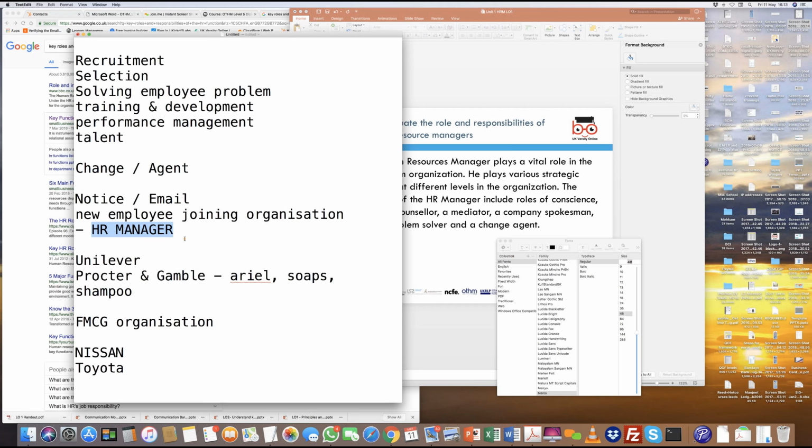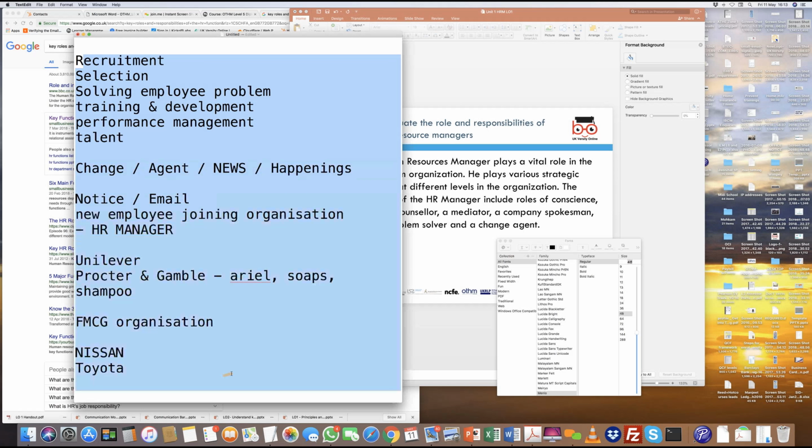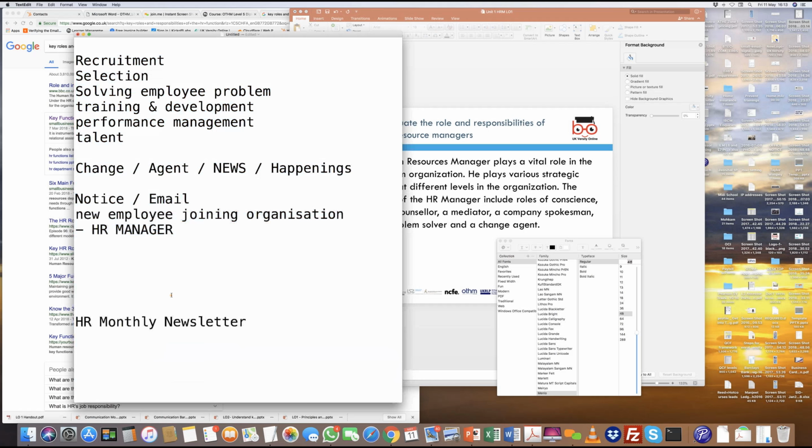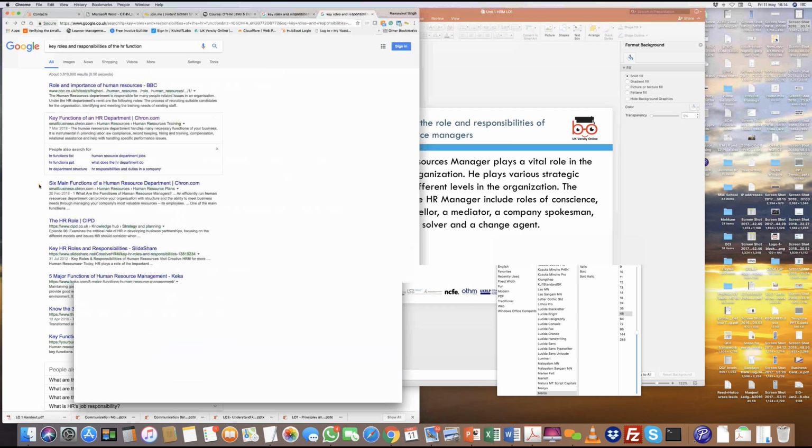But depending on the size and the scale of the organization, the HR department also has the role to actually act as a change agent or inform about news and happenings within an organization. Good news, big order you have won, this contract has been won by this geography, this employee has achieved this, or we have a new country manager joining this organization. Those kind of things are also done by HR. So all these are different roles and responsibilities of an HR manager. Is that okay? Yes.